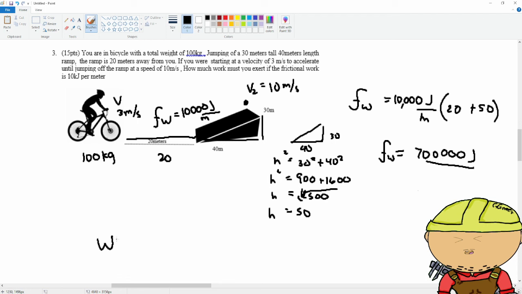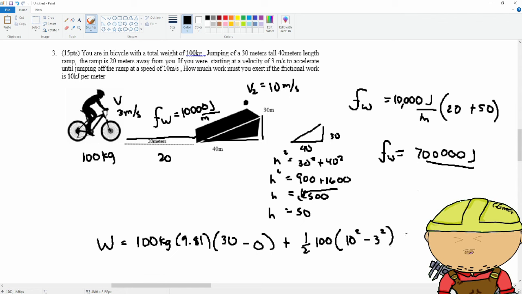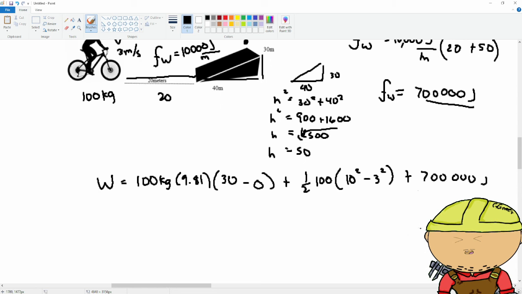Okay, let's do it. Work is equal to the change in potential energy, 100 kilograms times 9.81 times height 2, which is 30 meters, minus 0, plus height 1. Then the kinetic energy, one half m v squared, 10 squared minus 3 squared, then plus 700,000 joules. But it's positive because friction makes you exert more work. For the bicycle, we need positive, more work. For you, it's going to be negative work.